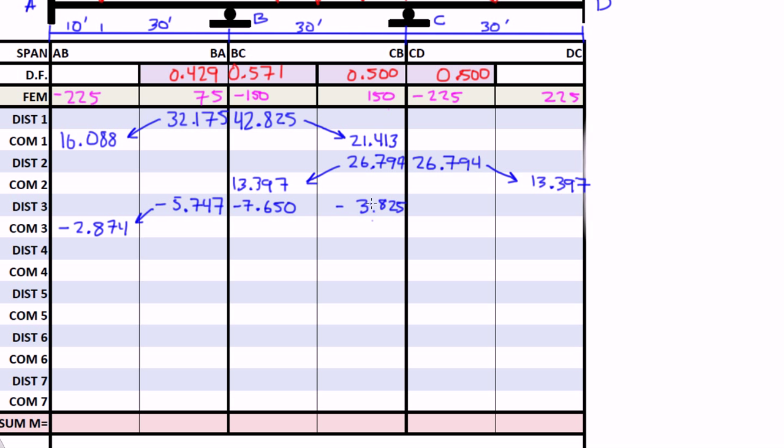Oops, I'm sorry. This should actually be down here. Negative 3.825. So this arrow comes over here.